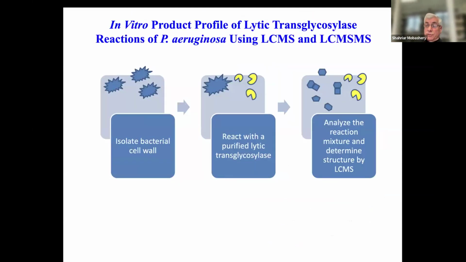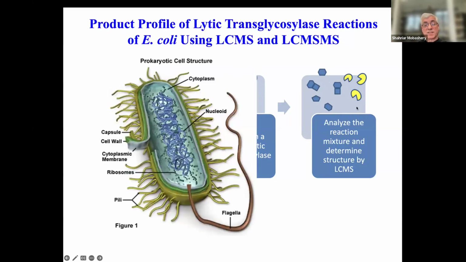Mijoon went on to do the experiments in vitro as well. So if you isolate bacterial cell wall, you expose them to the individual enzymes. There are 11 lytic transglycosylases in Pseudomonas aeruginosa. So every one of those, the genes were cloned and the proteins were purified to homogeneity. And then you fragment the cell wall and identify the components that you identified.